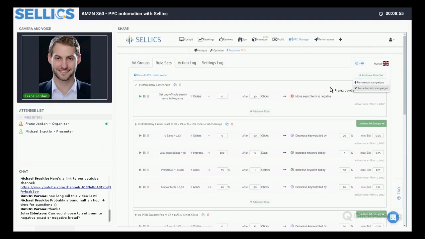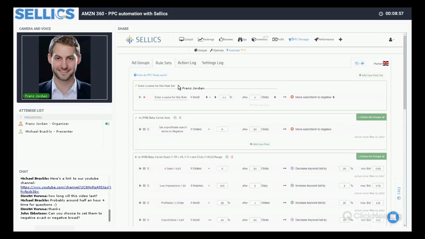So we create the rule here. We will need to give a set name, right? So let's just call it 001 demo, right? We would also need to give a name for the rule. So the rule will be set non-performing keywords to negative, for instance, right? And now we can create a rule that will actually set non-performing keywords to negative. So we could say if there are 0 orders, or if the orders equal 0, after, let's say, 25 clicks, then you want to move the search term to negative. Okay, that's essentially what it says.